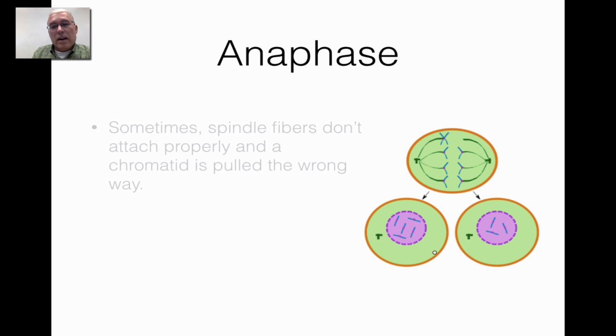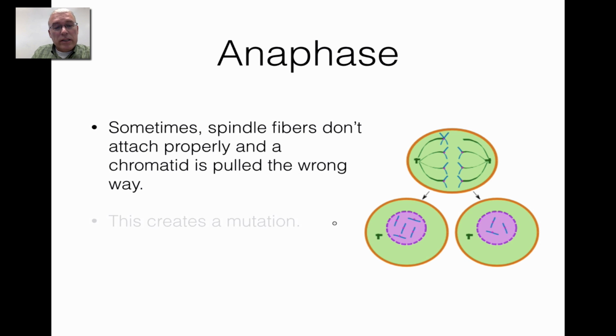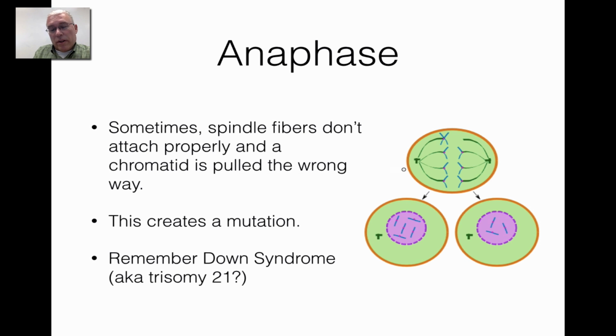Now anaphase sometimes can experience mutations. Okay, here's a really common example. You probably remember Down syndrome, also known as trisomy 21. So if we look at this cell here, this chromosome was supposed to have been pulled apart with one chromatid going this way and one chromatid going this way, like we see down here. But that didn't happen. For some reason, this spindle fiber didn't attach.